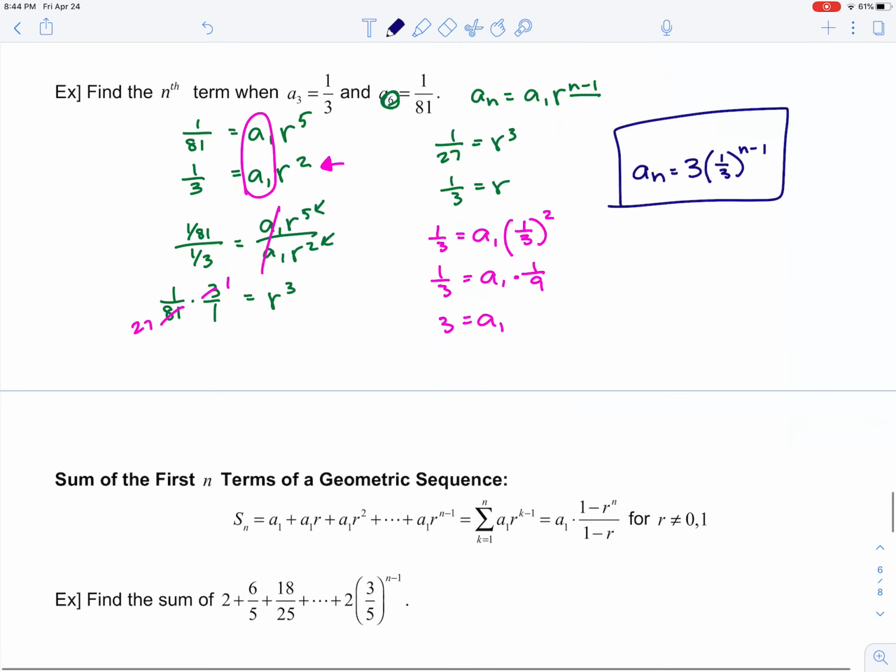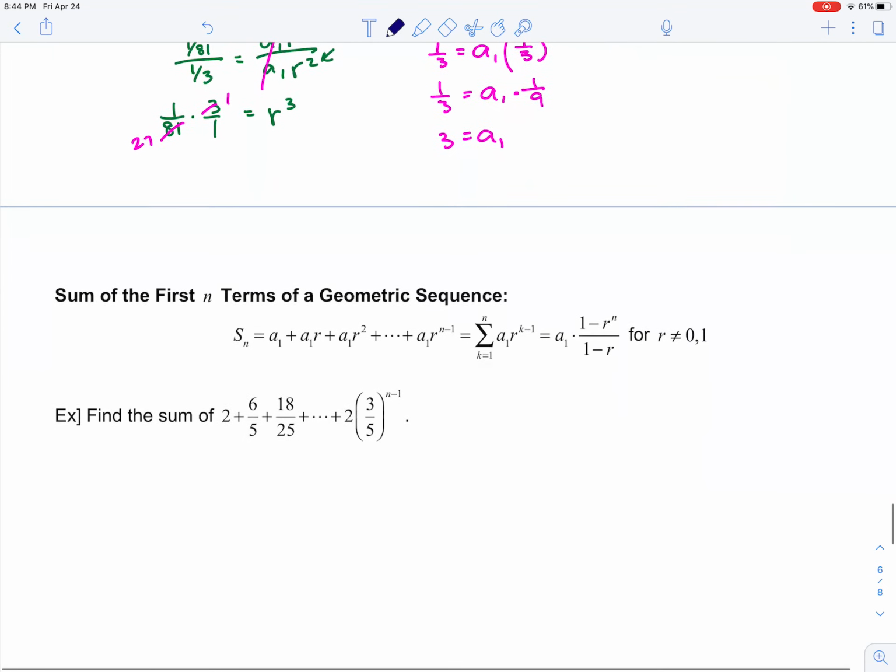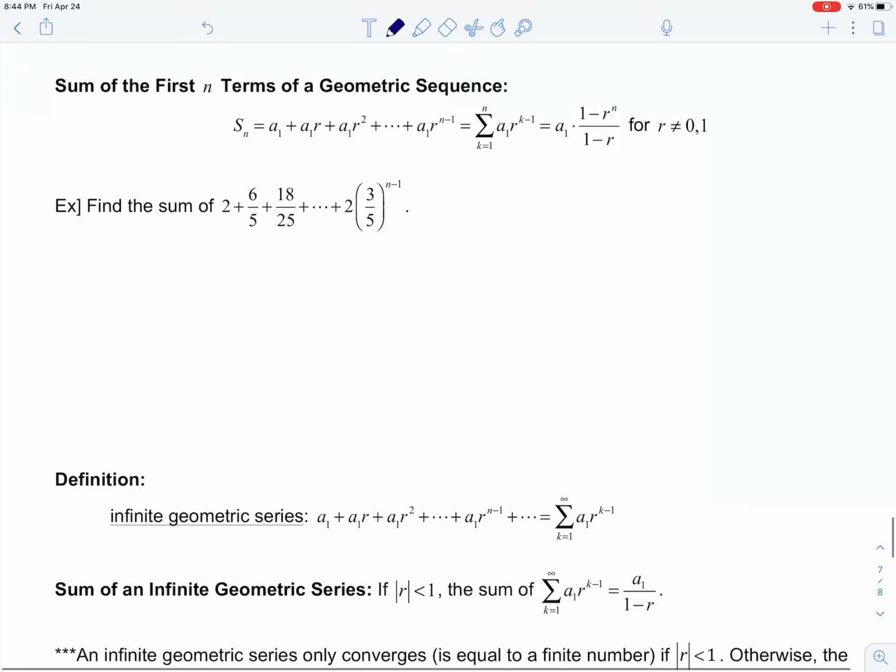Now we're going to start looking at sums of geometric sequences. So here is the partial sum adding up the first n terms. We have a formula for that right here. Notice what you need: you need the first term, you need the common ratio, and you need how many terms you're adding up. So let's try that formula with the next example.